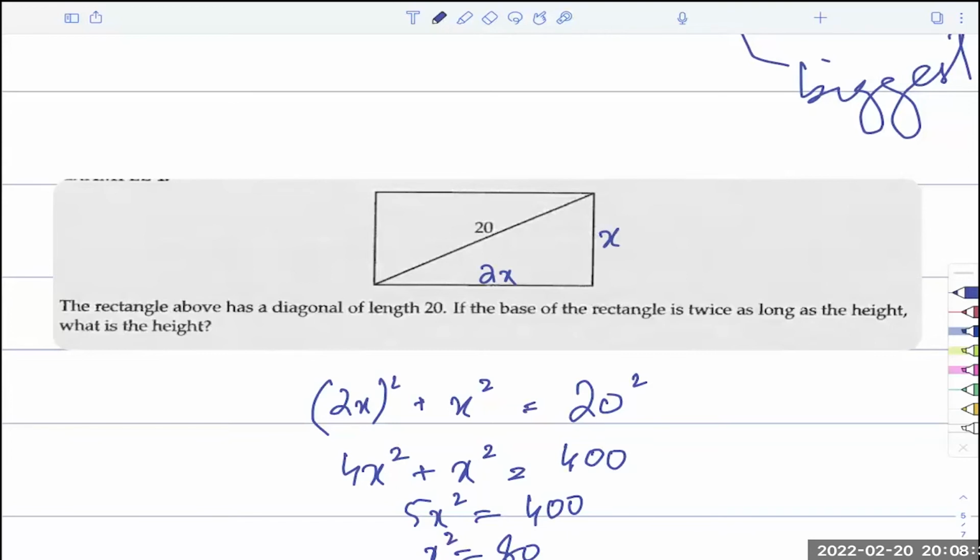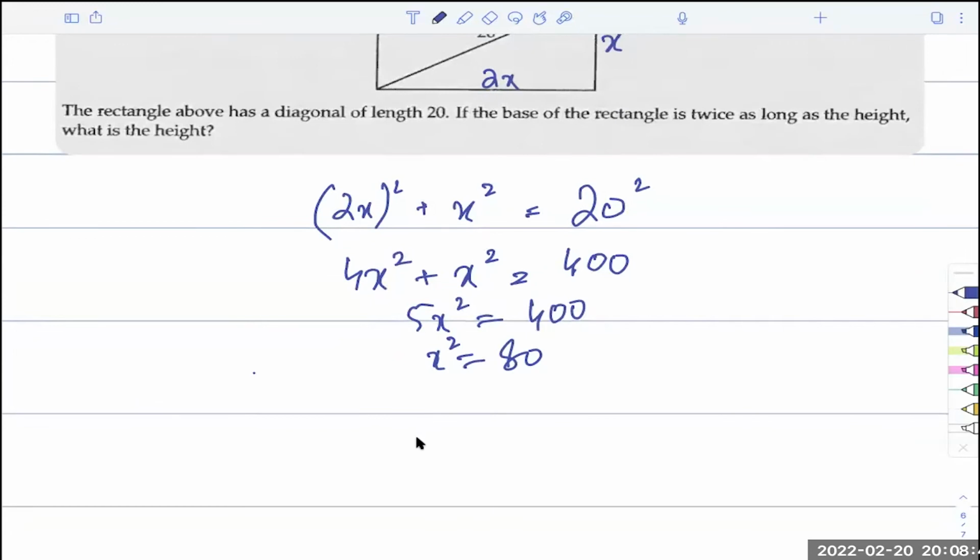Okay? So what's the height? Height is x. So x is square root of 80. And 80 is what? 16 times 5. So it's 4 square root 5. We have already seen this, right? So it was 8.944. No, you don't have to give your answer in decimals. You can just leave it like that.